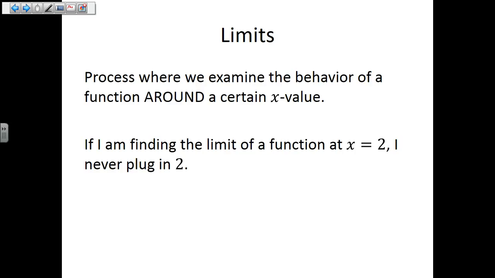I might be plugging in 1.99, 1.999, 1.999999, you get the idea. And I'll even plug in numbers on the other side, 2.001, 2.00001. Numbers that are really close to 2 because I'm trying to look at the behavior, but I never actually plug in 2 itself.